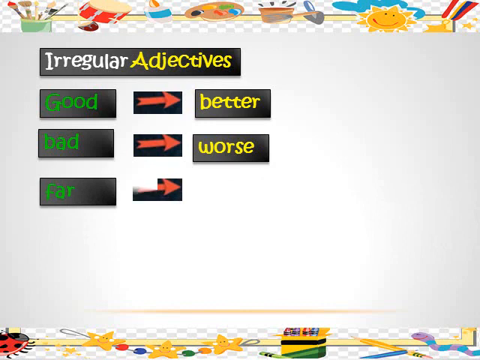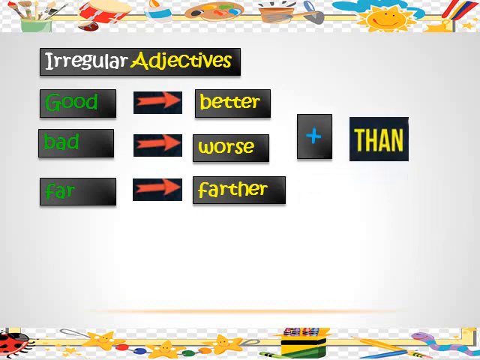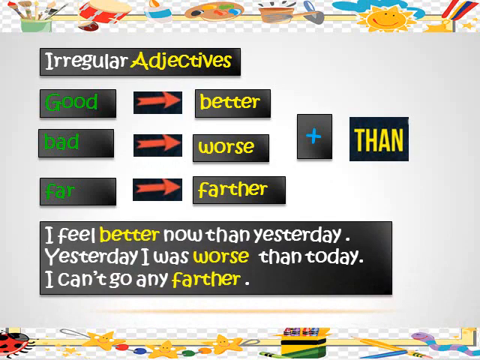Far becomes farther. Sometimes I can say further. So, good becomes better. Bad becomes worse. Far becomes farther. Don't forget to add "than" after the adjective. Let's see these examples. I feel better now than yesterday. Yesterday, I was worse than today. I can't go any farther.